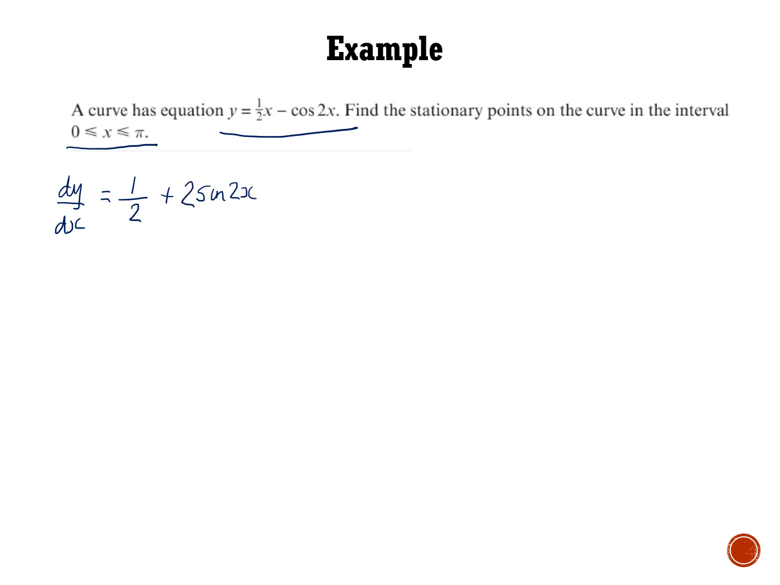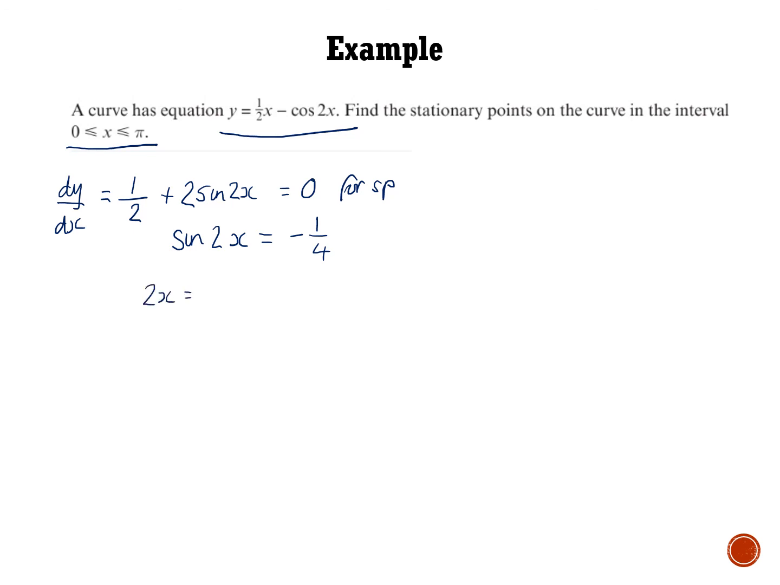Okay, so that differentiates to that. Gradient function 0 for stationary points. So I'm basically solving this equation. So what do I get? I'm solving sine 2x equals minus, I'm going to take the half over, divide by 2, minus 1/4. So we're now into the realms of solving trig equations again, like we were a couple of lessons ago.